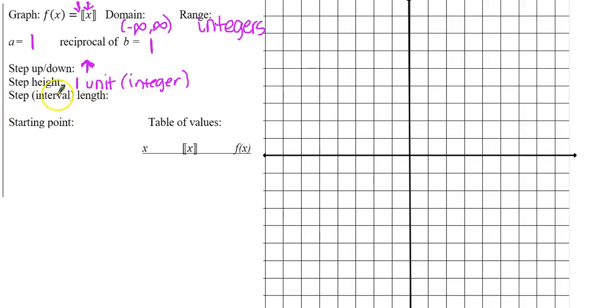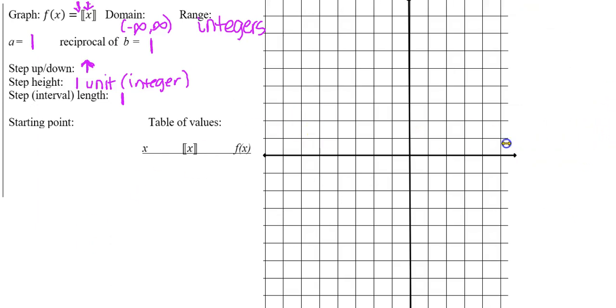Let's look at our b. So what's our step length or our interval length? 1 unit. All right, so in order to graph anything, we always have to have a starting point. So I say we go and find our starting point. Now, in the past, I'm going to just remind you of a couple things.